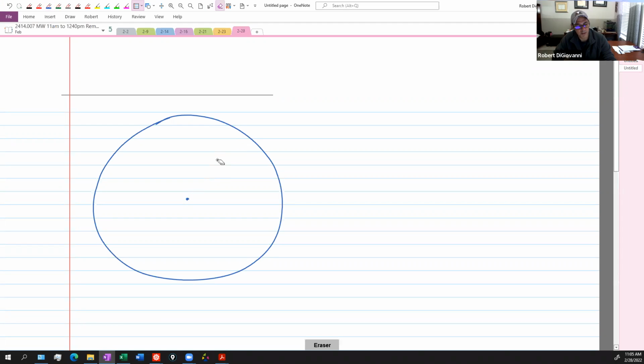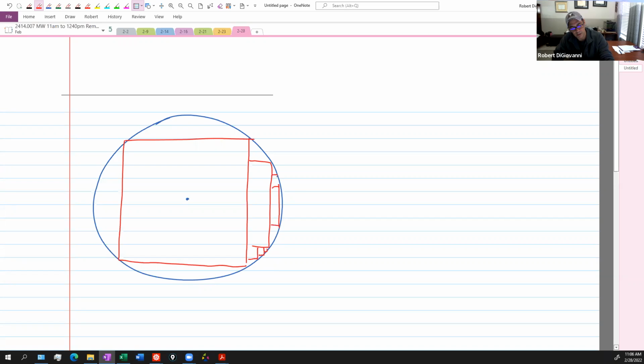So what they would do is break up the circle. They would draw a square or a rectangle within the circle. Then they would draw maybe another rectangle here, and then another rectangle here, another one there, another smaller one there, maybe squeeze another one in here, do another one there.